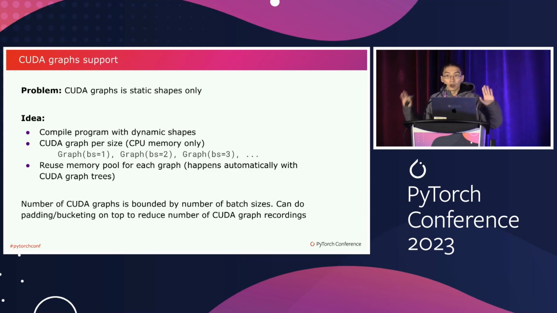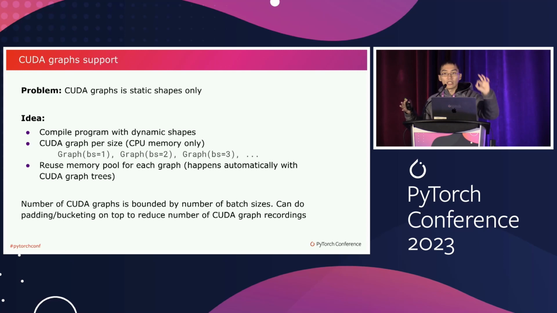Switching gears for a moment, another cool feature we added in 2.1 is CUDA graph support for dynamic shapes. But wait, Edward, you might be saying CUDA graphs only support static shapes. And yes, that's true, but you can still use them with dynamic shapes. The basic idea for how this works is we first compile the program, which is a pretty heavyweight process, so that you get a program that works with dynamic shapes.